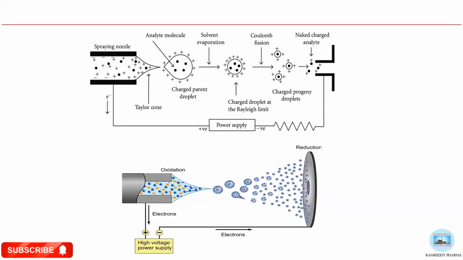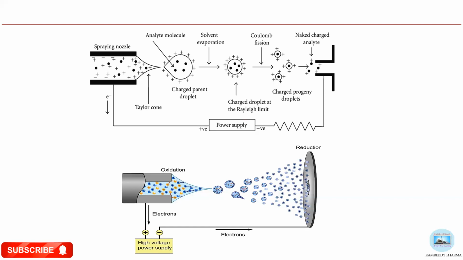Initially one droplet will be there, and in this droplet there are many analyte molecules. When it undergoes fission, each droplet will have one analyte. Then the solvent is evaporated, and the naked analyte with the charge is produced. This is how molecules are converted into molecular ions by using the electrospray ionization technique.